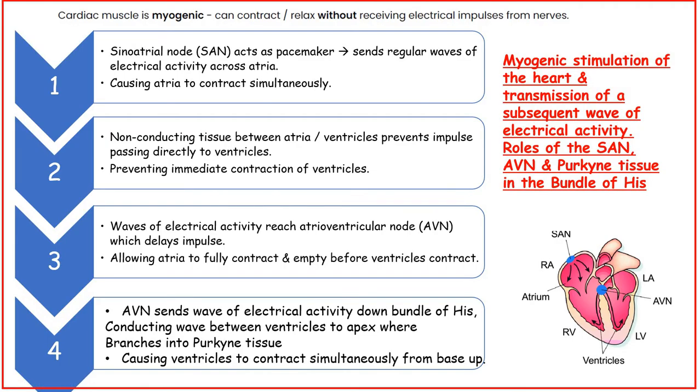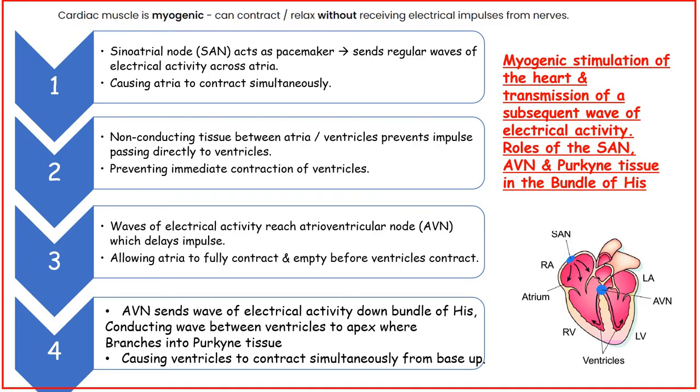Myogenic stimulation of the heart and transmission of a subsequent wave of electrical activity. Roles of the SAN, AVN and Purkinje tissue in the bundle of His. Cardiac muscle is myogenic, and it can contract and relax without receiving electrical impulses from nerves. The sinoatrial node, or SAN, acts as a pacemaker and sends regular waves of electrical activity across the atria, causing the atria to contract simultaneously.